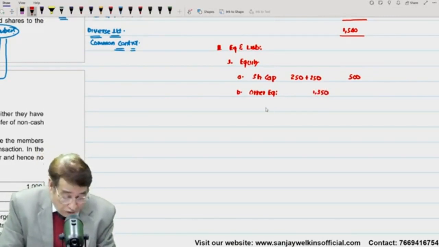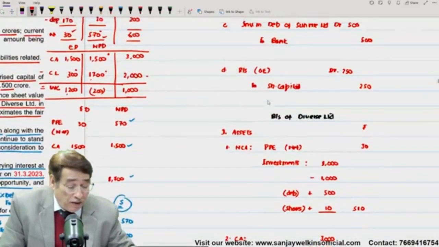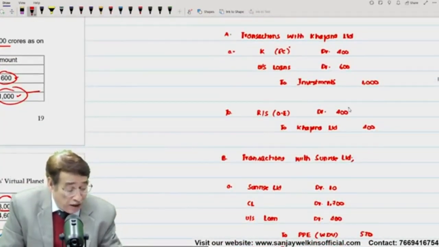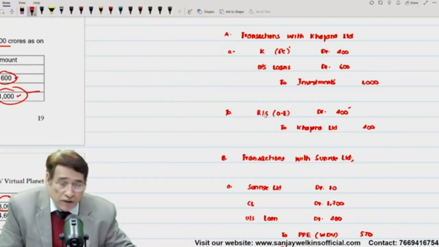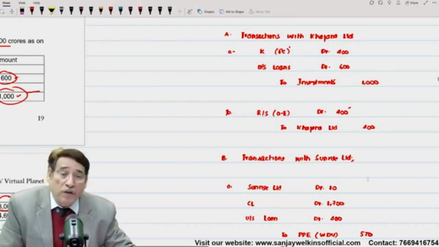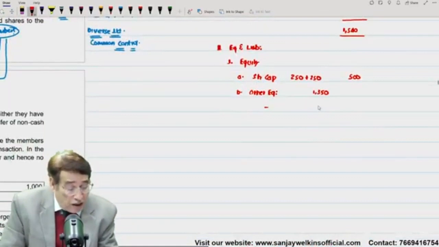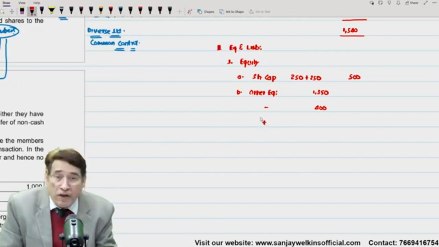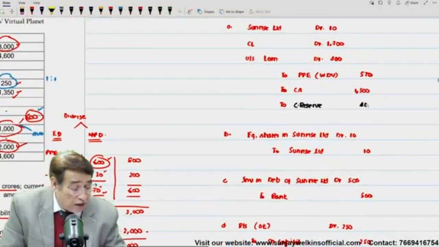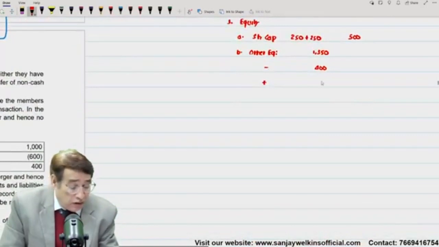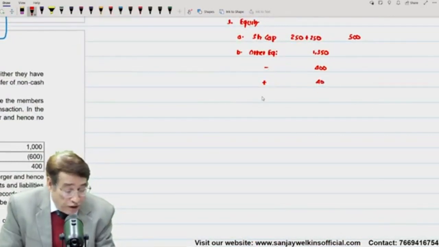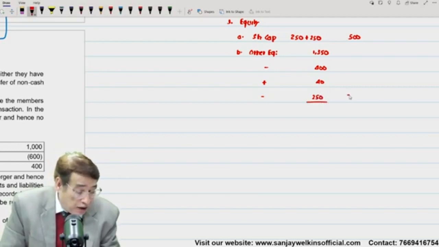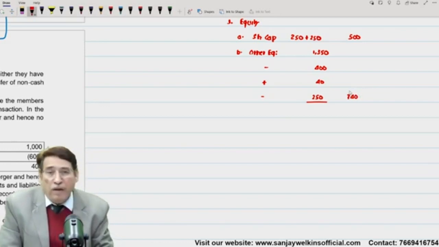Out of 1350, you must understand that when we pass the entries in the books of Divers Limited, here we debited reserves and surplus account by 400 because we did not receive the consideration which was due from Khajana Limited. It was received by members. So on account of this, I will subtract 400 from the other equity. However, with respect to Sunrise Limited, there was capital reserve. I think it was 40, right? Capital reserve was 40. So I'm going to add 40. And for the purpose of bonus issue, we have utilized 250 worth of reserves and surplus. So ultimately in the outer column, I am going to write 740. Is it clear to you?